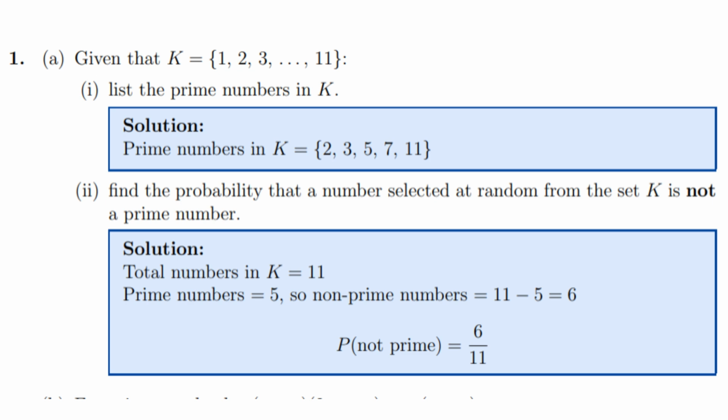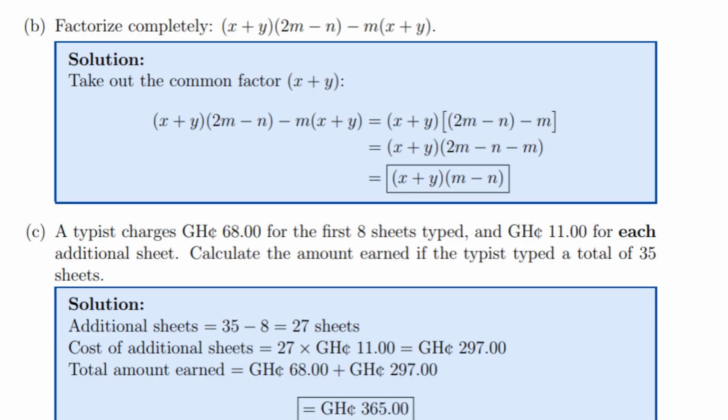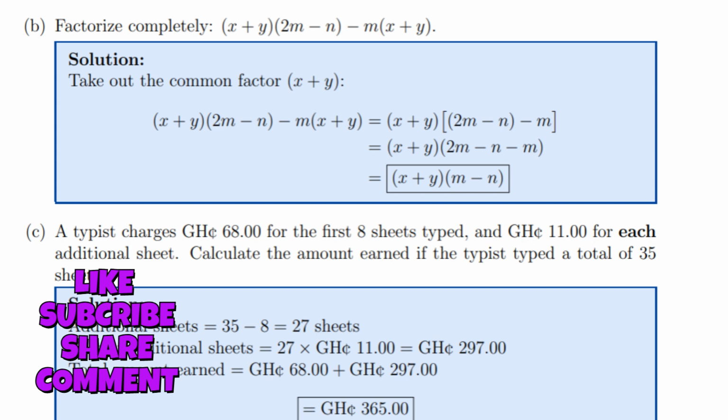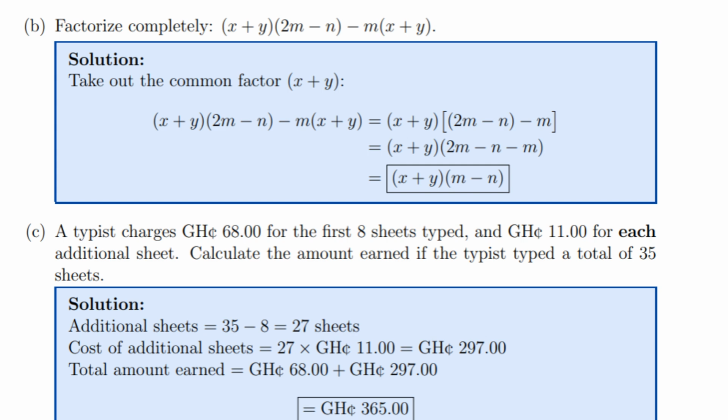We are supposed to factorize the expression given above. This is a common factor problem. First, we factor (x + y) out of the expression. Then we see that in 2m - n - m, the m can be subtracted from 2m. So we get (x + y)(m - n).